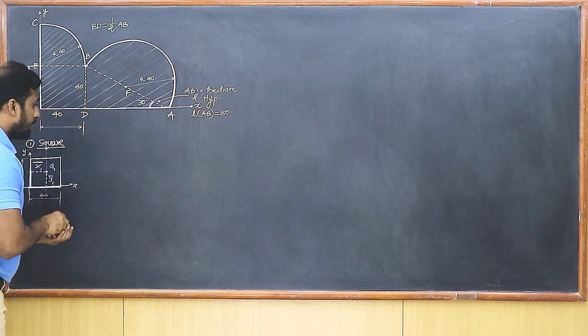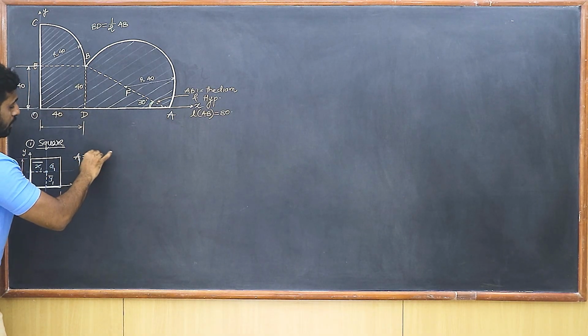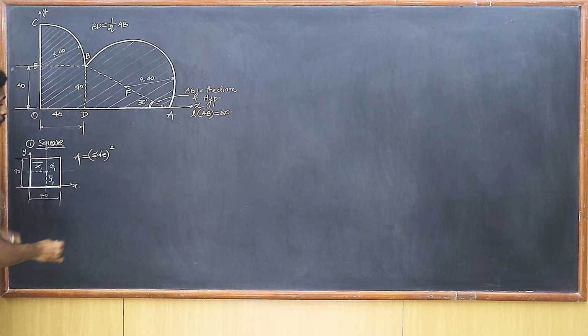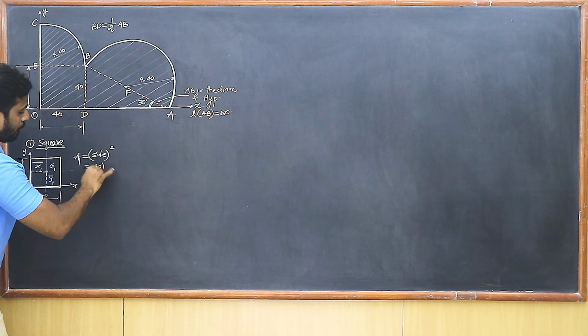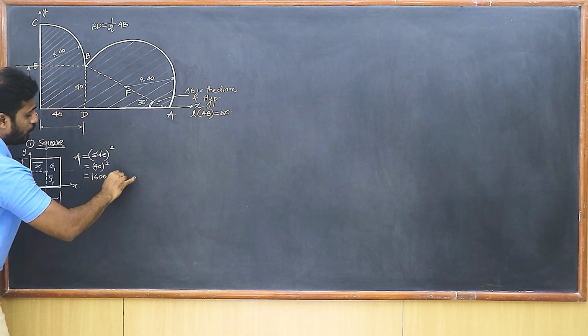So the very first thing, I'll write the area. So area is going to be how much? A1 becomes equal to side square. So the side is 40. So it becomes 40 square, which is 1600 unit square.